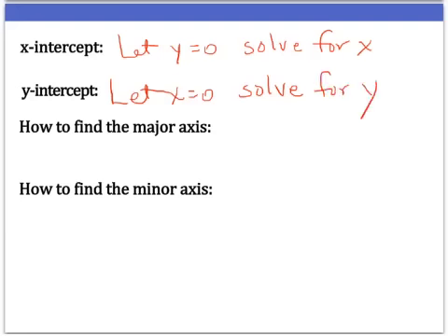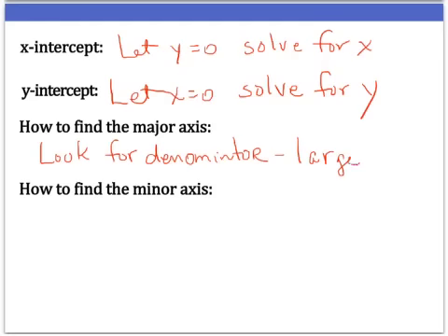Now, how do you find the major axis, is it wider or is it taller? You're going to look for the larger denominator. That will tell you if it's going to be a wide ellipse or a tall ellipse. So this is going to be the larger number. The minor axis is the other one. It's the smaller denominator.